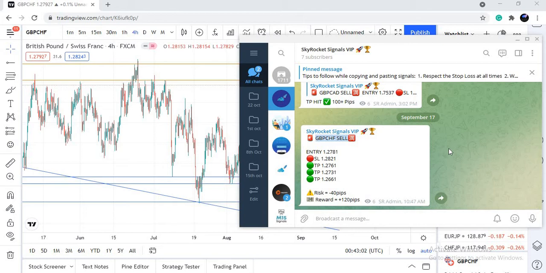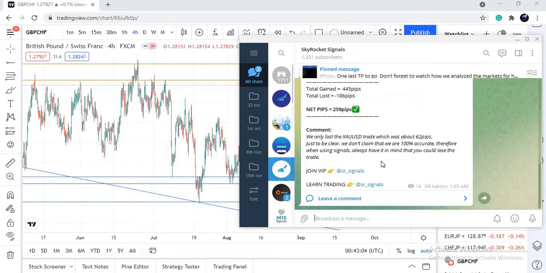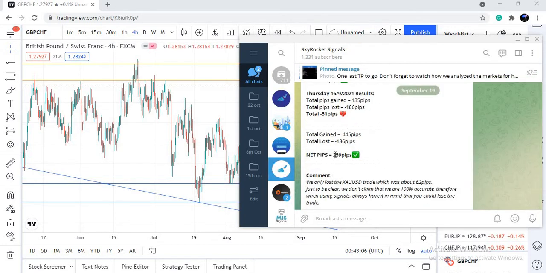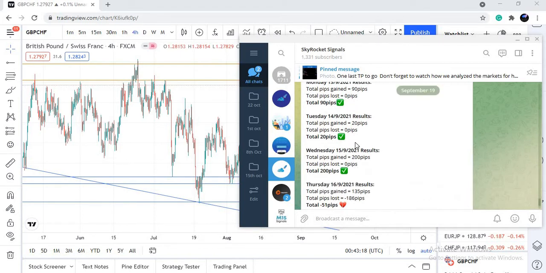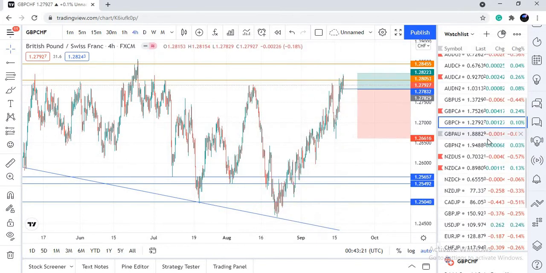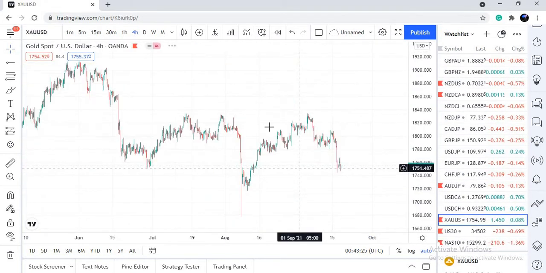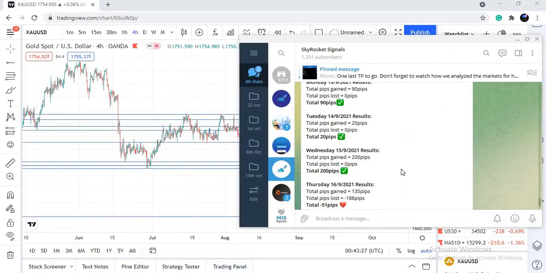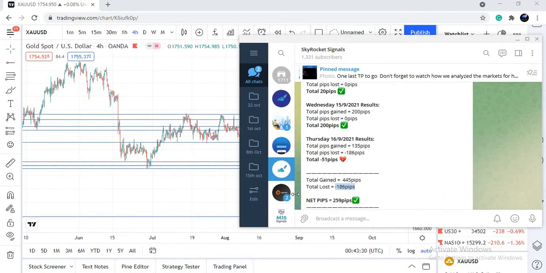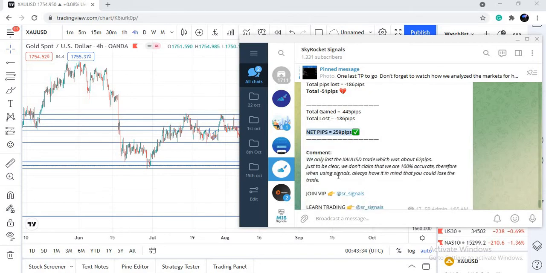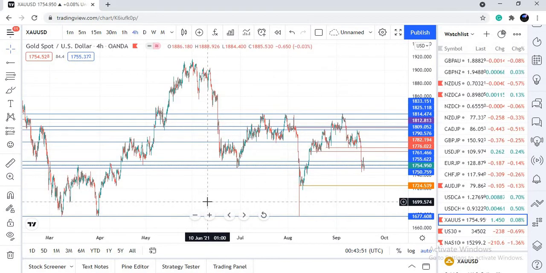So that was all the trades that we took for last week, and in total we made about 256 pips in total. We gained about 455 pips for last week, and we lost about 186 pips, which was on gold. If we multiply the 62 pips that we lost on gold by 3, that means we lost 186 pips on gold, making the net pips to be 259 pips. So I think that was all the trades that we had for last week.